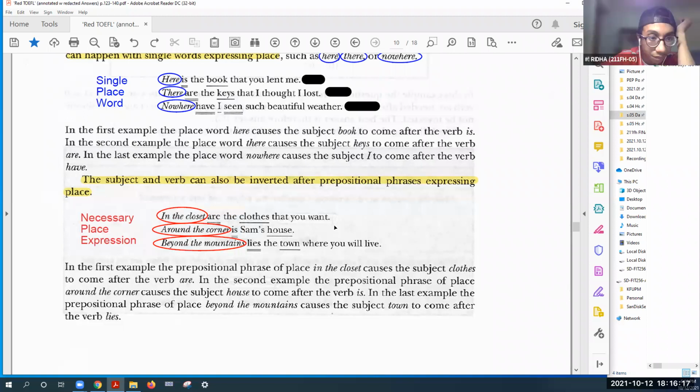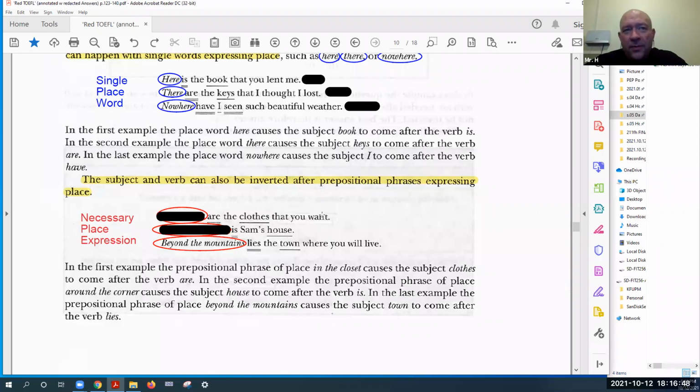Okay. I want you to read the first example. Rita, read it. Are all of the clothes in the closet? Okay. Are the clothes that you want. Okay. Harvey, read the second one. Around the corner is Sammy's house. Okay. And Osama, read the third one. Beyond the mountains lies the town where you will live.